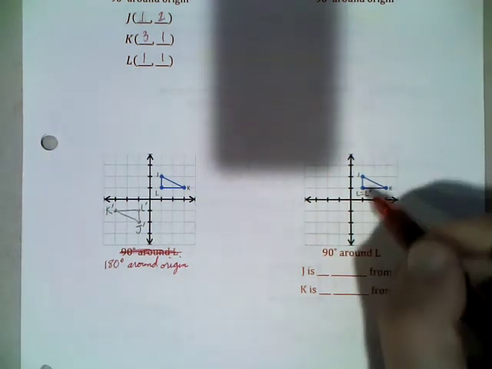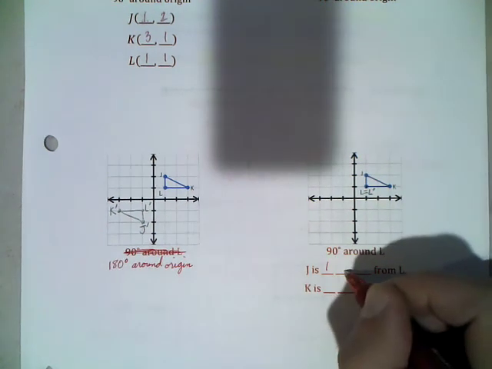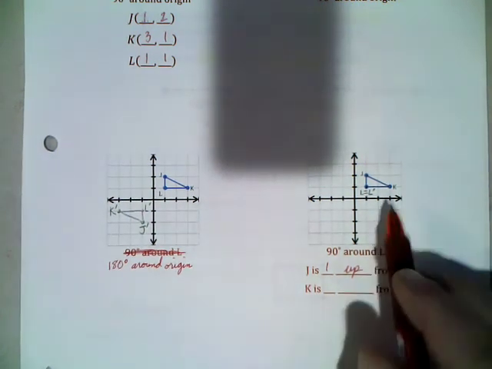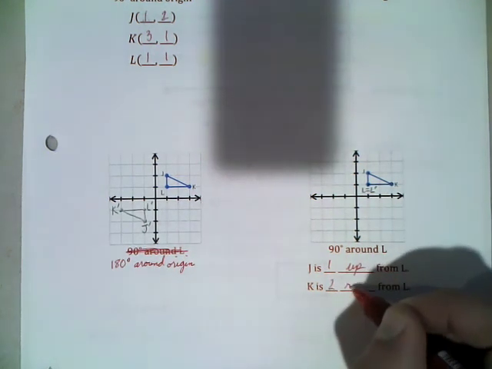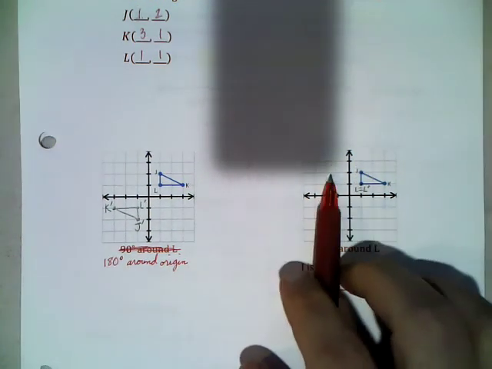So if we think about J, where is J compared to L? If this is L, J is one up from L. Now K is to the right from L. So if we think about going 90 degrees, I'm going to rotate it so that it kind of looks like that second quadrant becomes the first quadrant.